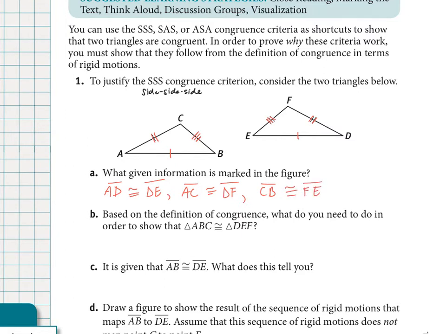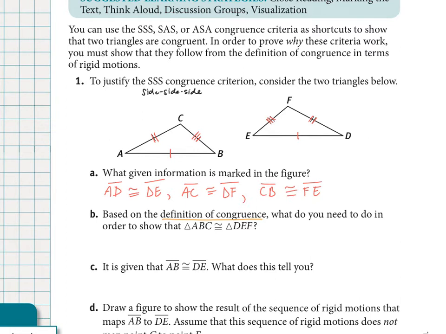Now it says, based on the definition of congruence, what do you need to do in order to show that triangle ABC is congruent to triangle DEF? Well, we know from our definition of congruence, right, that if we're able to put one figure on top of the other one, we're able to map triangle ABC to triangle DEF through a sequence of rigid motions, then we'd be able to show that they are congruent. So that's what we're going to say.